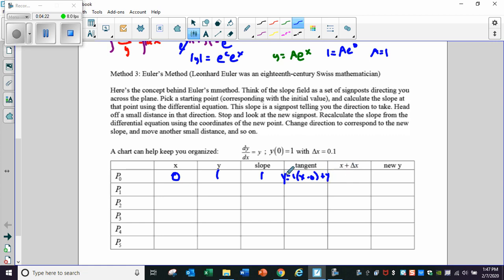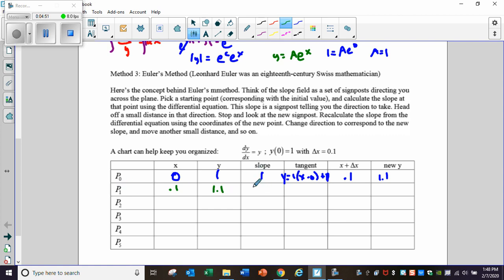Then x plus delta x, we take our original x and we add to it our step size, which is delta x. So the new x is 0.1. The new y value we get from plugging 0.1 into the tangent line. So we have 1 times 0.1, which is 0.1, plus 1, so we get 1.1. We're then going to take this new point and start our second row with it. So this is our point p sub 1.